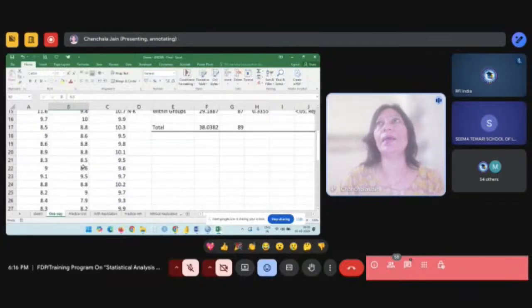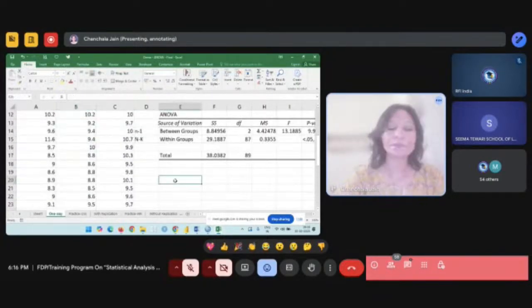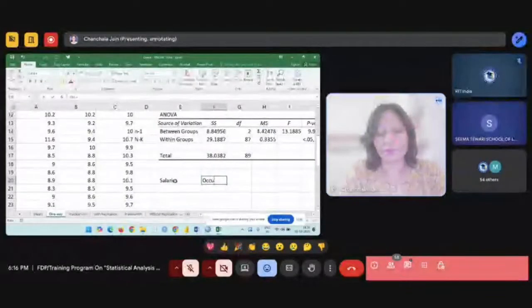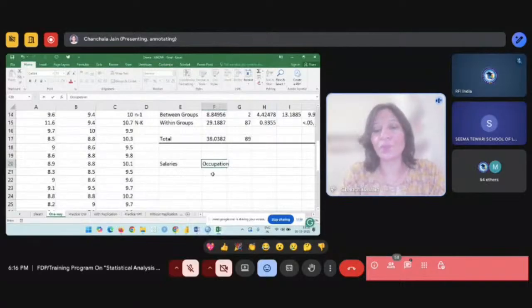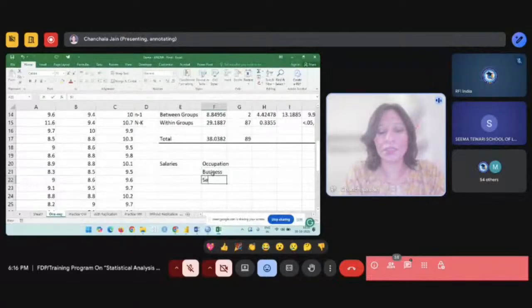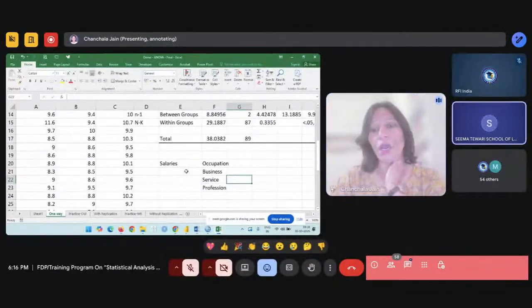Say, for example, this is the example I've already provided you. Once you are collecting the data, suppose I want to compare the salaries on the basis of occupation, right? Salary data I can easily ask from the person. Occupation I'm taking, suppose the business class people, maybe the service, or other, maybe any profession. Right? Fine. Yes, sir. So now it is up to us.